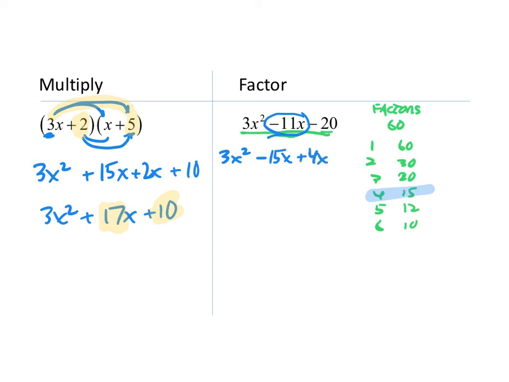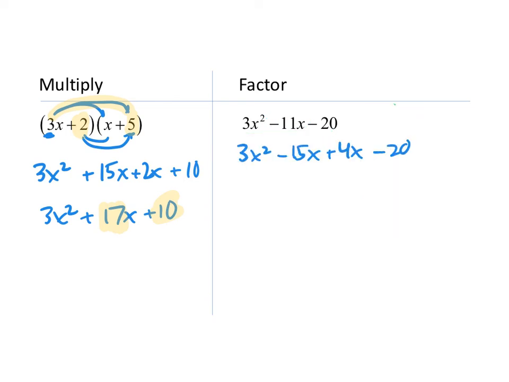So you see, I didn't really change it. I just wrote negative 11x as negative 15x and 4x. Okay, so this polynomial that we have now, we can factor by grouping. Let me clean this up. Okay, so we just took the negative 11x and wrote that into two terms, well, 3 times 20 is 60. And so let's do the next step.